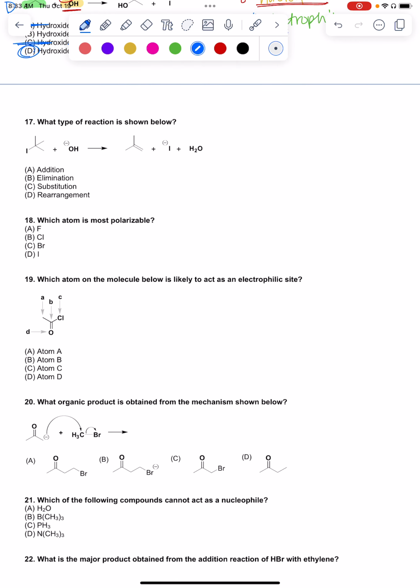Okay, what type of reaction is shown below? All right, let's see what's happening here. We end up with 3 products, and we've eliminated something off of this one. We have removed iodine from that, and now it's in our products as a single thing. It's got to be an elimination because we literally took it off of that. We took it out of this reactant and we made it a product here. That's got to be an elimination.